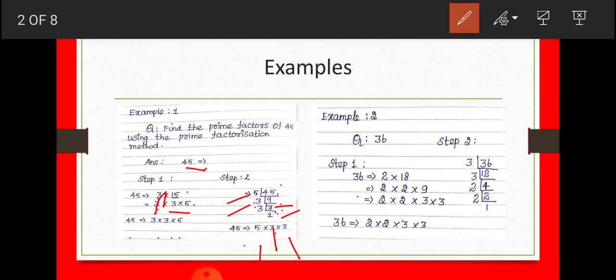Step 1, 36 is equal to 2 multiplied by 18. Now this 2 is a prime number, but 18 is not a prime number. So what we have to do? Again we can make it. That means 2 9s are 18. Now this 2 is a prime number, but 9 is not a prime number. So these two are completed. 9, how can we write? 3 3s are 9. Now you see this 2 is a prime number. Again this 2 is a prime number. 3 and 3 are prime numbers. So 36 is equal to 2 multiplied by 2 multiplied by 3 multiplied by 3. This is the prime factorization of 36.